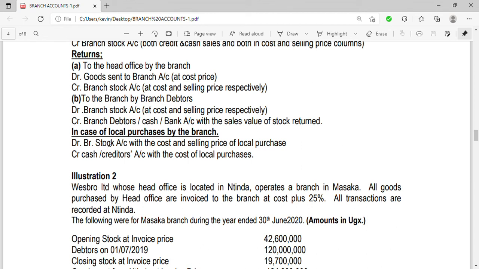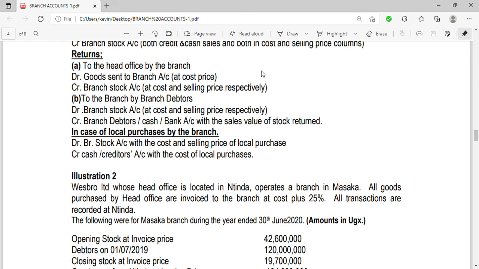Then in case of local purchases made by the branch, we debit the stock account with the cost and selling price of the local purchase, where stock is increasing. Then you credit cash in case they bought the stock by cash, or you credit the creditors account in case they bought the stock on credit, and the creditors account increases by crediting, with the cost of the local purchase.